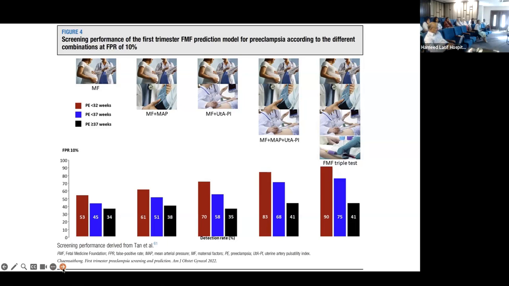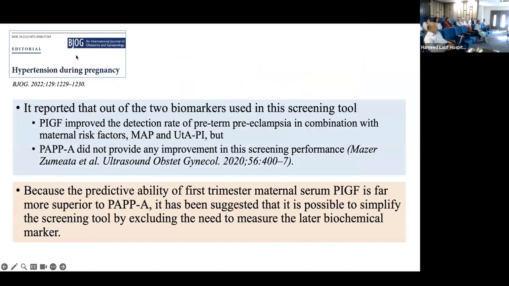This is a good article which was published in British Journal of Obstetrics. There were actually other articles. This is a summary of that. Hypertension during pregnancy in 2022. And this is related to placental growth factor vis-a-vis pregnancy-associated plasma protein A, because initially it was suggested that if both of these were estimated, they would give good prediction. But it has now been shown that placental growth factor is a much better predictor than pregnancy-associated plasma protein A, and therefore this can be dispensed with, and you may not estimate that. And placental growth factor is something which is important to be taken into consideration.